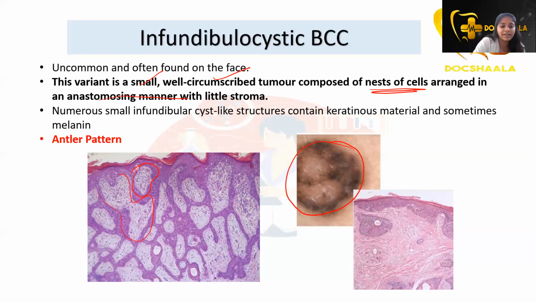It appears like what we say, flask type cysts, right? This pattern is called the antler pattern. This is important. Make a note of it. Infundibulocystic BCC appears in the form of an antler pattern.